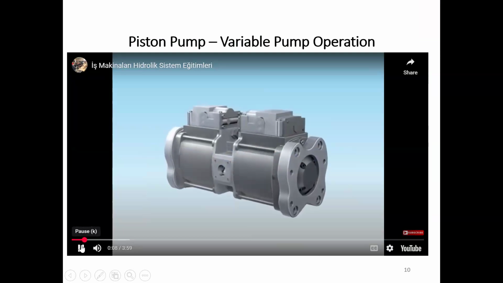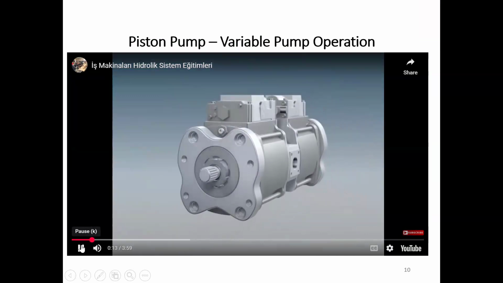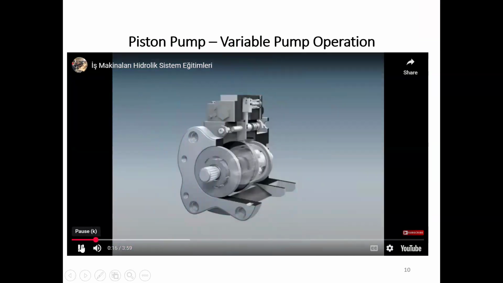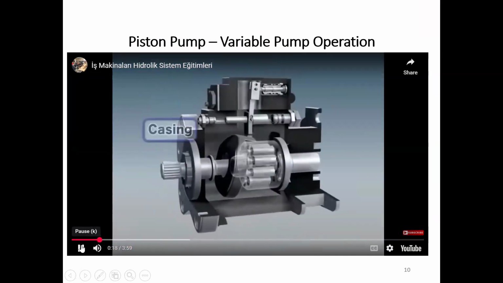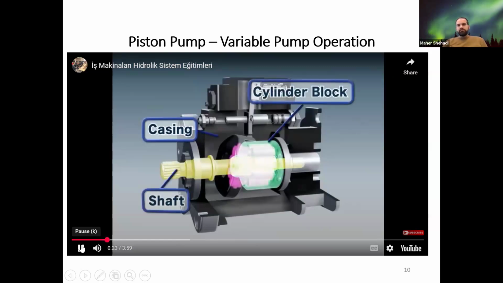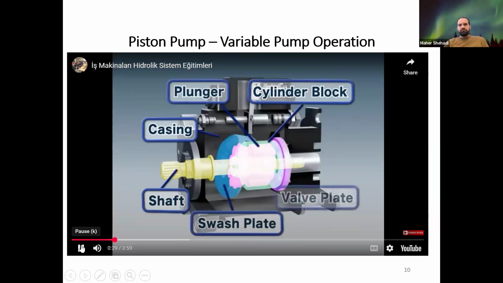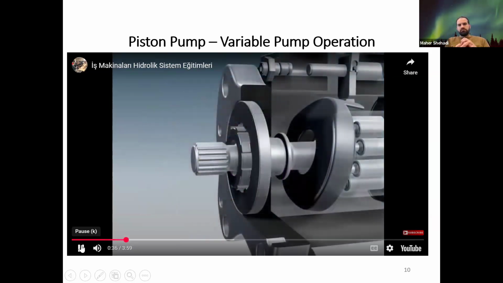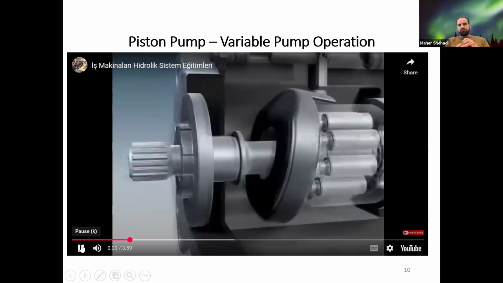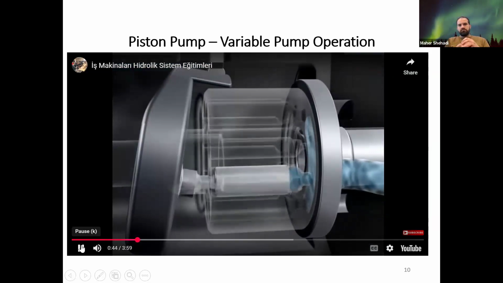The variable plunger pump is the driving force for the motor and other actuators, which highly pressurizes and delivers the drop forward. Shaft, cylinder block, plunger, swash plate, valve plate, and other components. Shaft rotates. Plunger strokes along the swash plate, sucking in the main drop oil.